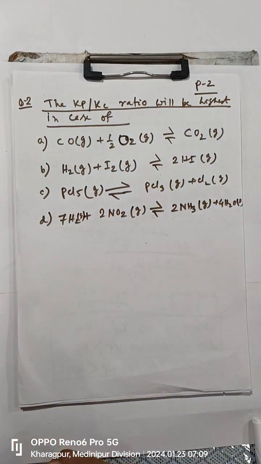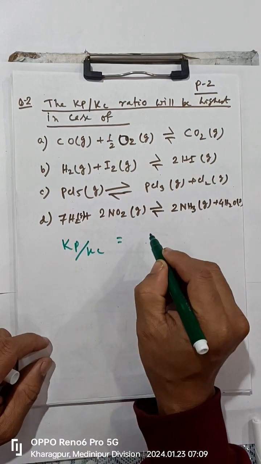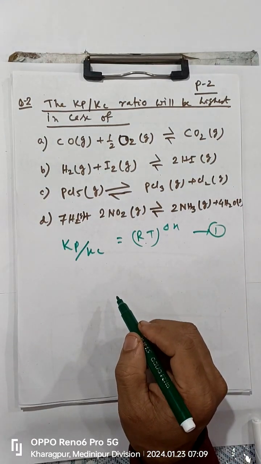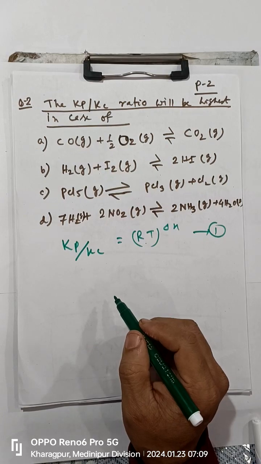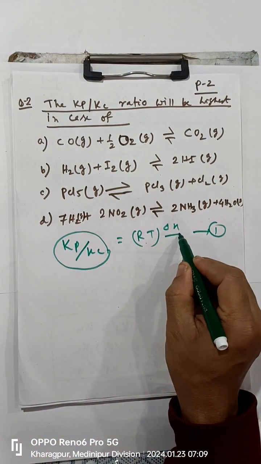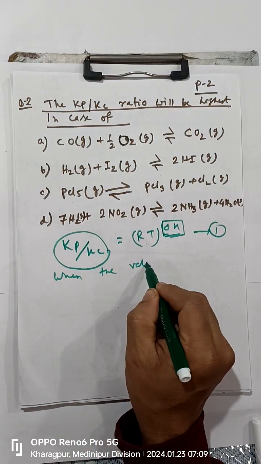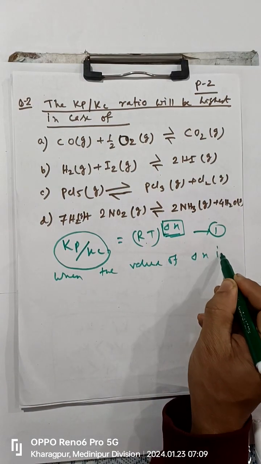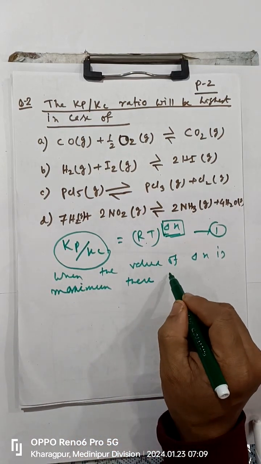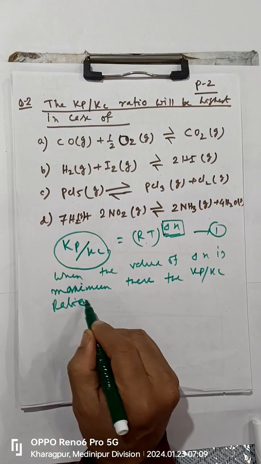Again the same type of question. Here Kp by Kc is equal to RT to the power delta n. All of you know this. So this ratio will be highest depending on the value of delta n: where the value of delta n is maximum, there the Kp by Kc ratio will be maximum.